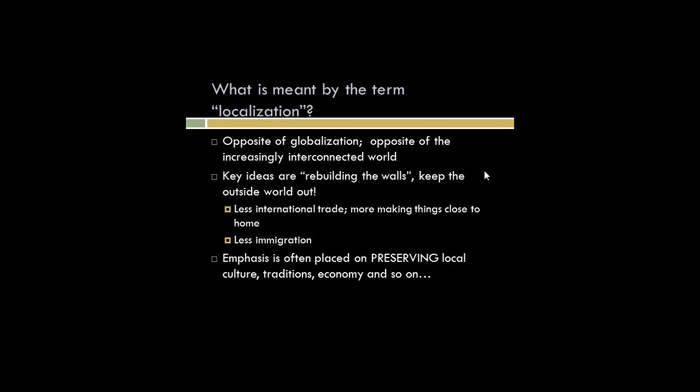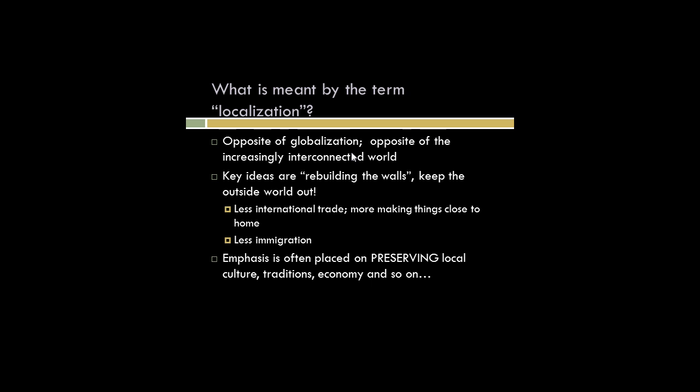So let's move on. What is meant by the term localization? It is a term that is used less than globalization. In fact, my guess is that probably none of you who are currently enrolled in Geography 230 have ever heard of this term before. It is a term that is somewhat more specific to geography. So it's a part of the language and the vocabulary of geography, but it's pretty specific to geography. So let's move over and talk about exactly what we mean by this term localization.